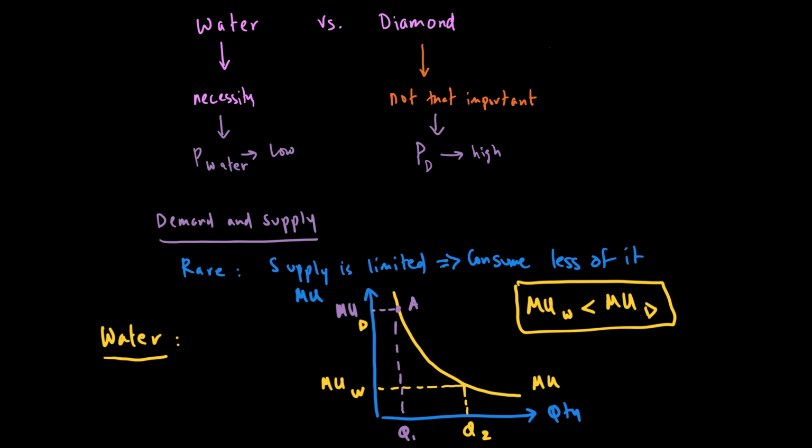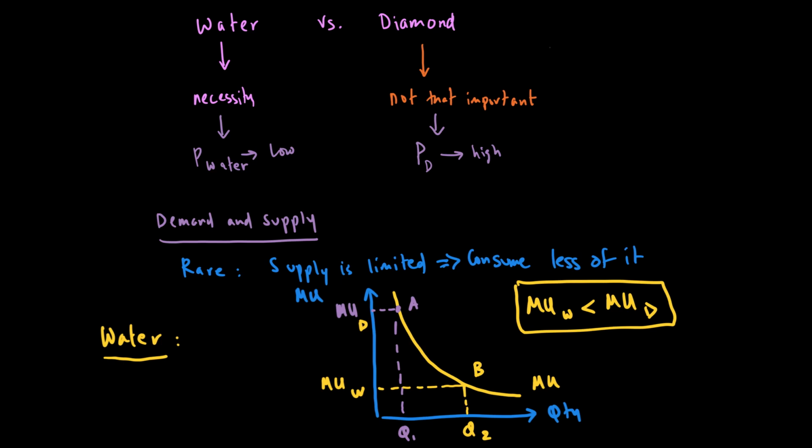If, for example, a technology comes and suddenly diamonds do not remain rare and they become ample in supply, then one would argue that diamonds will move from point A to somewhere here, and the MU will fall because people will now be able to buy a lot of them. So it's all about relative scarcity. It's all about marginal utility that decides the price of a good.